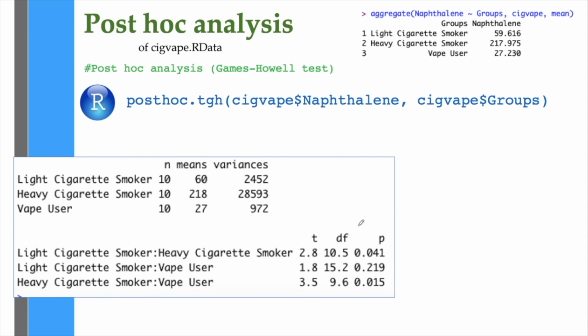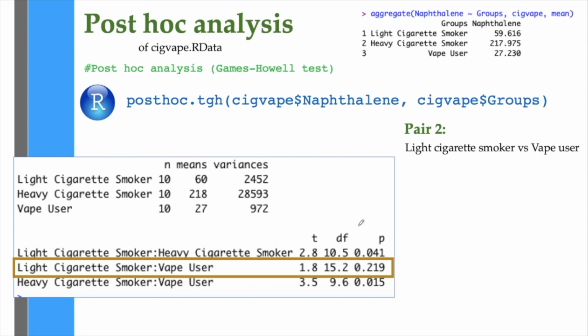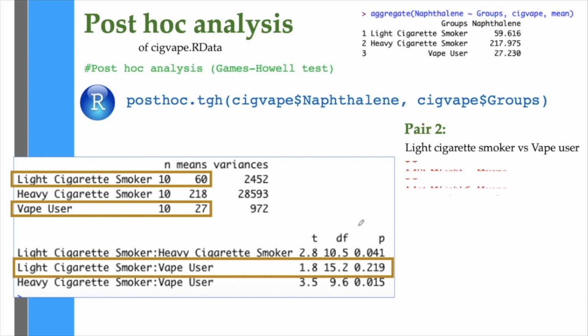Now, for the second pair, the light smokers versus the vape users, the null hypothesis is, of course, that they are equal. And the alternative hypothesis is that the light smokers have higher naphthalene content in their serum as compared to vape users, since 60 is greater than 27. And since the p-value here is greater than 0.05, we're not going to reject the null hypothesis. So our claim will be in favor of the null hypothesis.